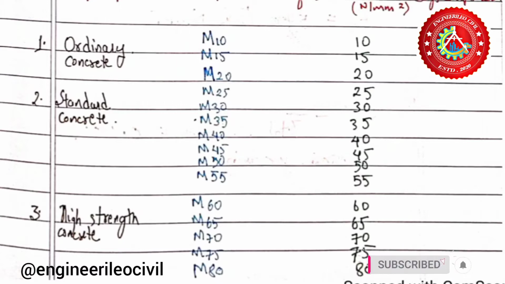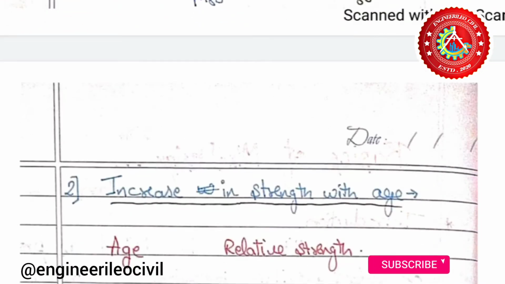That's 10 to 80 Newton per millimeter square. According to IS 456, the IS code of concrete technology recommends that minimum grade of concrete shall not be less than M20 grade for R.C.C work. So let's begin the next.